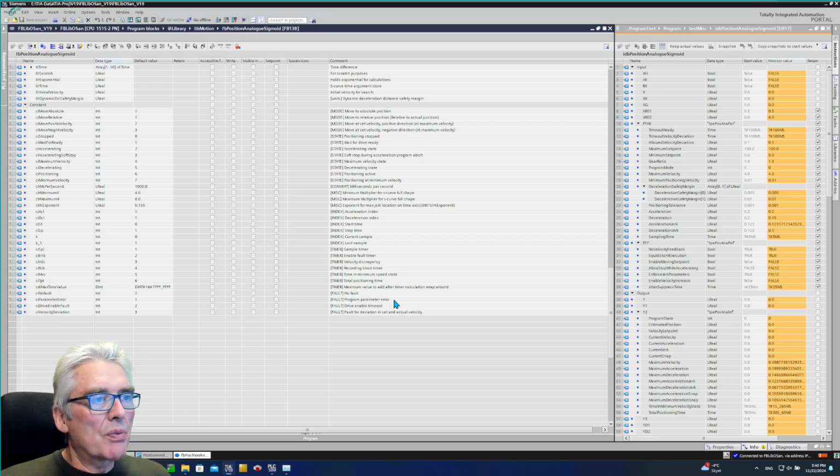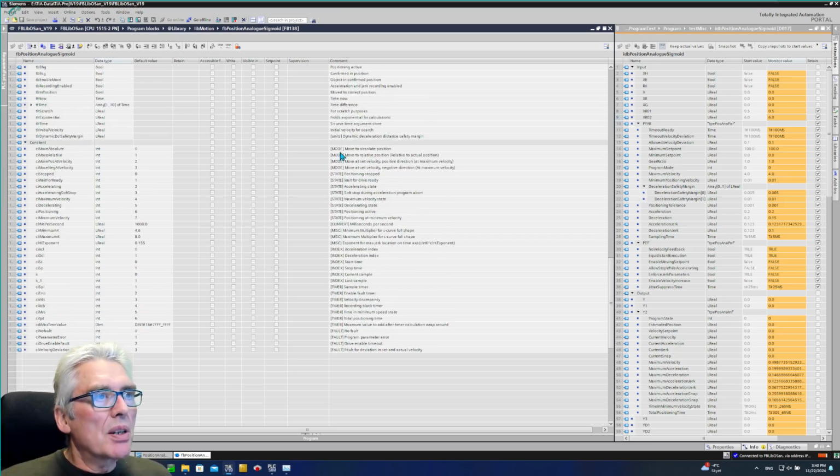Parameter errors: if the program can't live with the parameter you are specifying, you will not be able to run it. You get an error too. Drive enable timeout, you get an error. And then if you have a velocity feedback from the drive and it deviates from what you are setting as a velocity, you get an error and the program just tries to abort. You can't live with that.